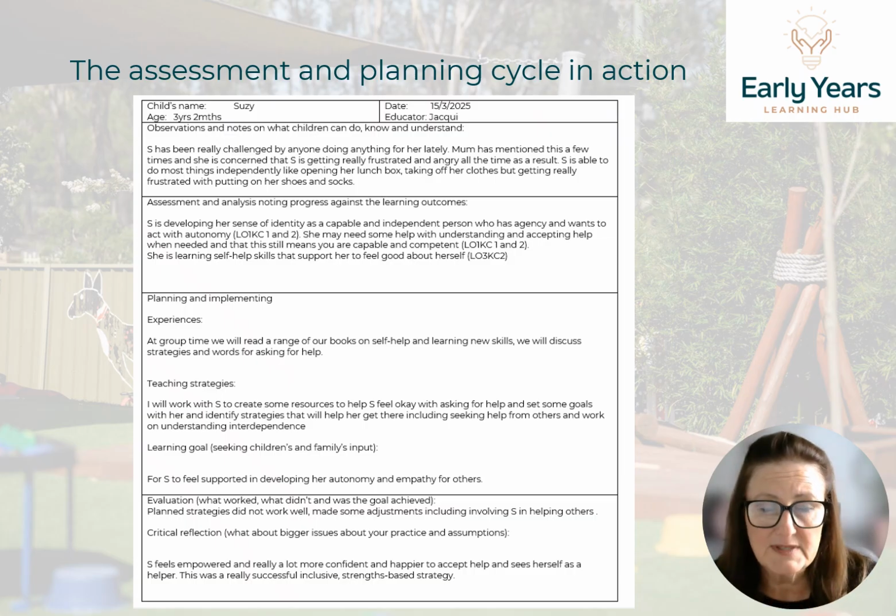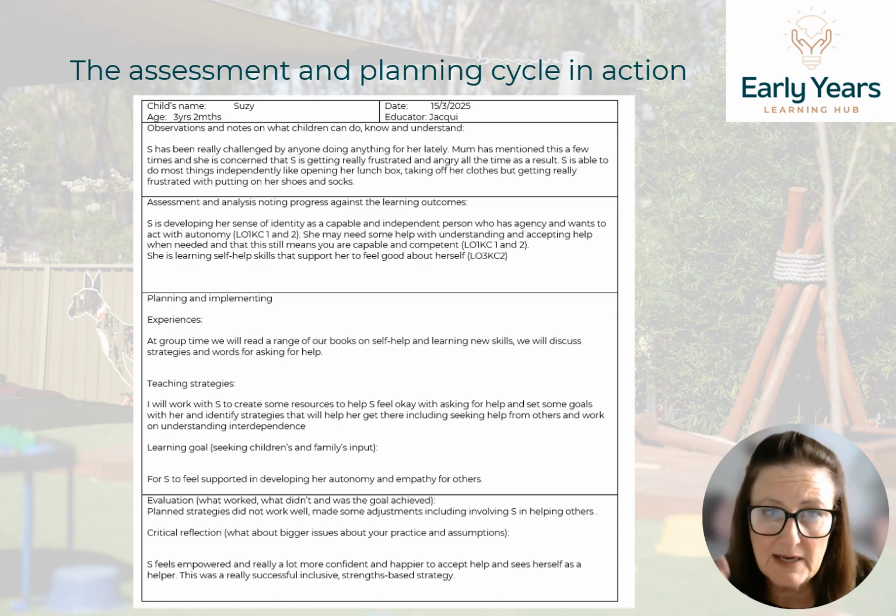Couple of examples. This one here is an observation about a child, and I've written it in the way of a summative assessment. In other words, a cumulative information. I've incorporated information from families as well. I've interpreted that. So Sally's been really challenged by anyone doing anything for her lately. Mum's mentioned this a few times. She's concerned. She's getting really frustrated, angry, being able to do most things independently, like opening a lunchbox and taking off her clothes, but getting really frustrated with putting her shoes and socks on.